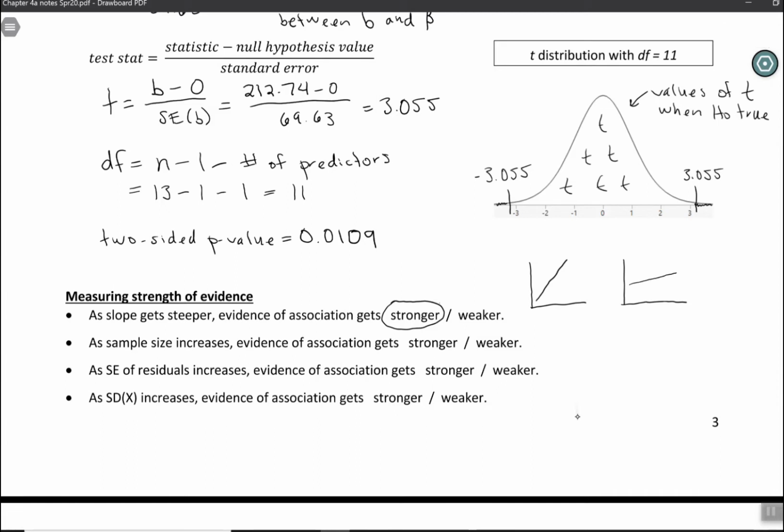Another way you can see it is you can look at your t-statistic and notice that as the slope gets bigger, that's in the numerator, your whole t-statistic is going to get bigger, and bigger t-statistics means stronger evidence.